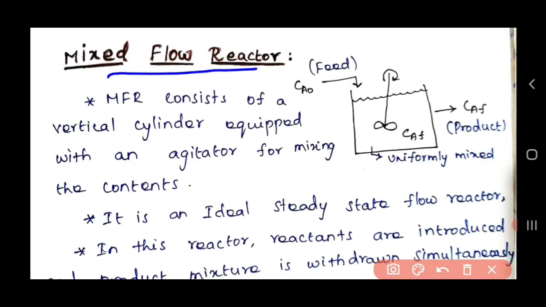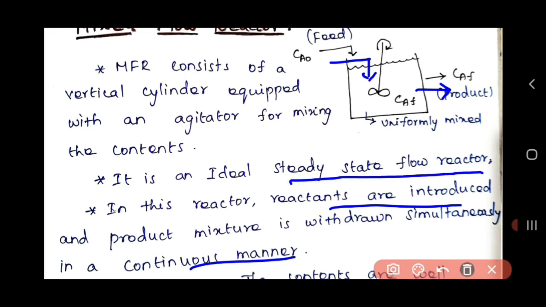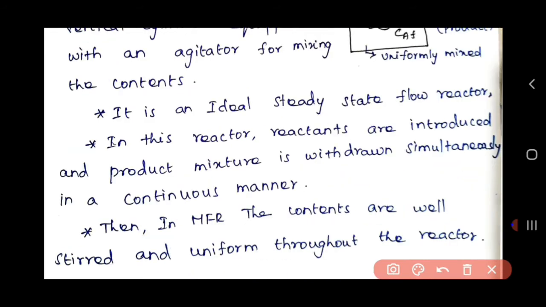Like batch reactor, mixed flow reactor also consists of a vertical cylinder equipped with an agitator for mixing the contents. In this reactor, reactants are introduced and product mixture is withdrawn from the reactor simultaneously in a continuous manner. So this reactor is known as steady state flow reactor. And in mixed flow reactor, the contents are well stirred and uniform composition is maintained throughout the reactor. So this reactor is ideal mixed flow reactor.